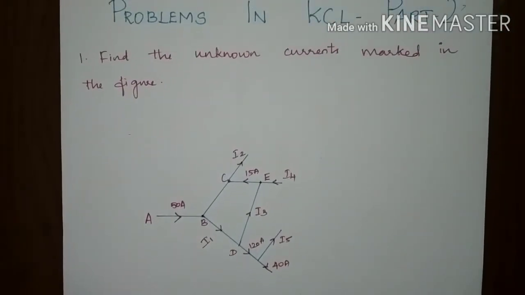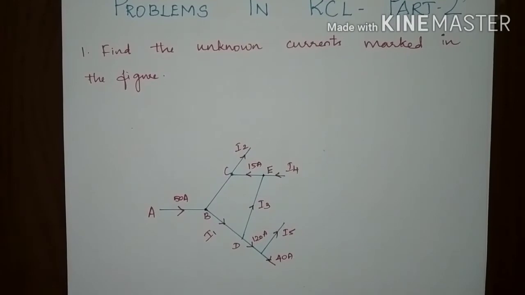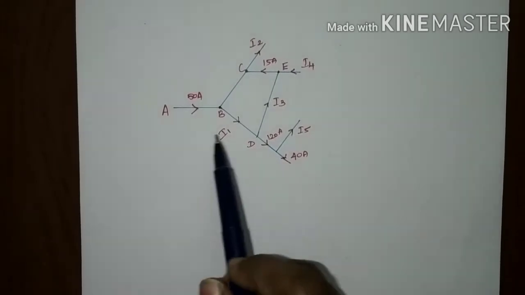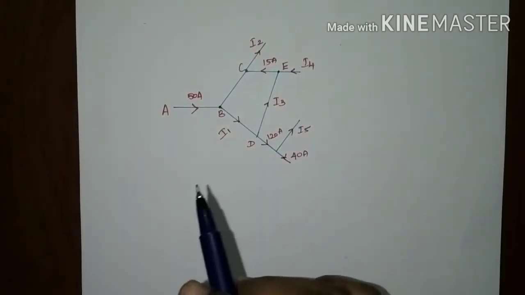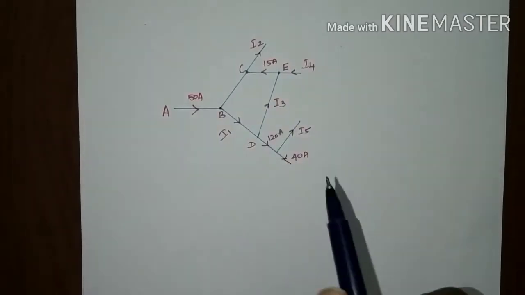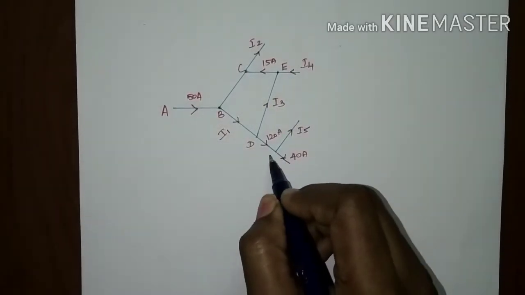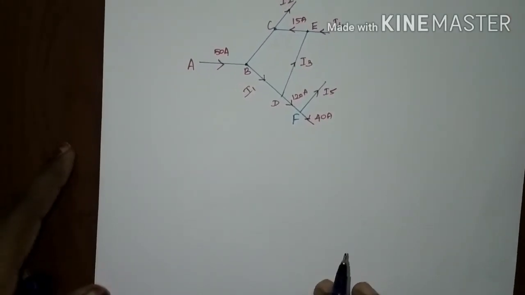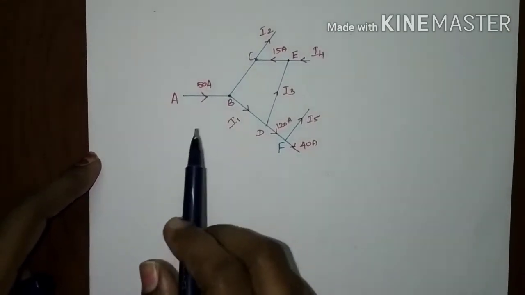So let's move on to the problems. Find the unknown currents marked in this figure. In this figure there are a number of nodes, represented as A, B, C, D, E and F. This is node F. You can apply KCL at these nodes and find the value of the unknown currents.